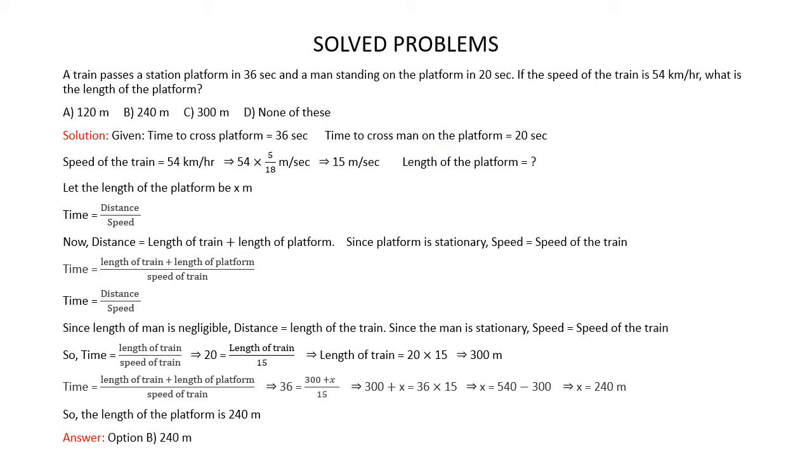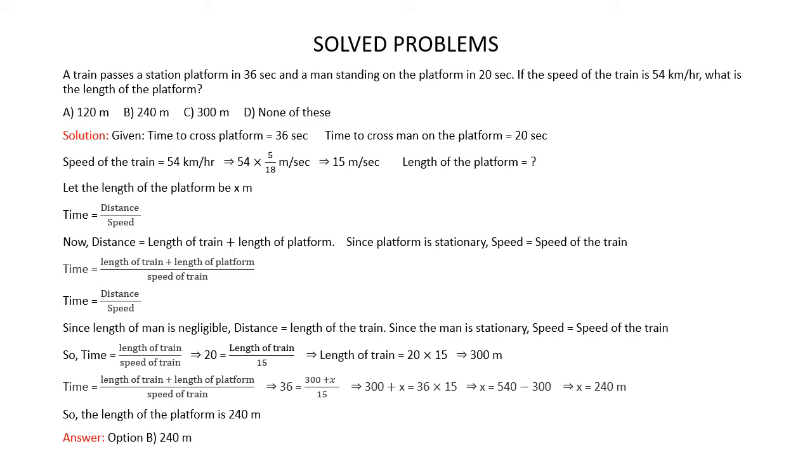We have to find the length of the train. It's given that speed of the train is 15 meters per second. Substituting all these values in this formula, we can find the length of the train. So 20 is equal to length of the train divided by 15. On cross multiplication, we get length of the train is equal to 20 multiplied by 15, which is nothing but 300 meters. So length of the train is 300 meters.